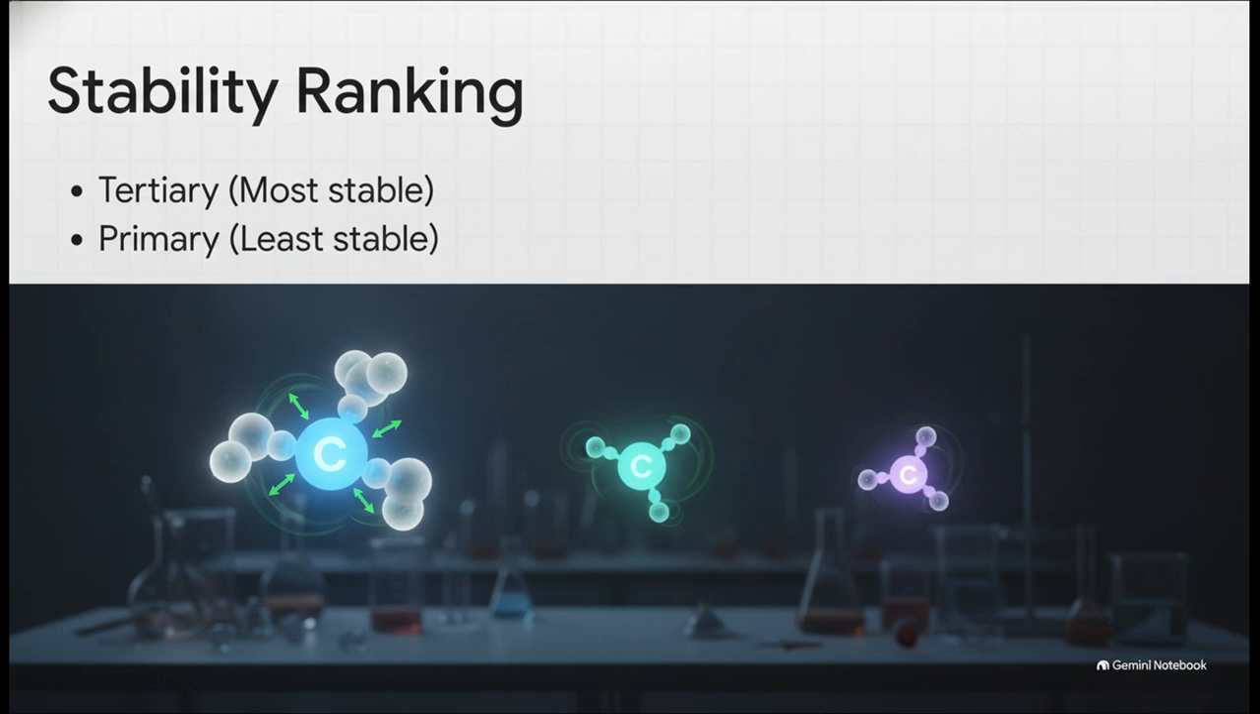A tertiary carbocation, where the positively charged carbon is attached to 3 other carbon groups, is incredibly stable. Why? Because the surrounding alkyl groups essentially push their electron density toward the positive charge. It's an electronic life raft, known as the positive inductive effect. Secondary carbocations only have 2 neighbors to help out, so they're moderately stable. And primary carbocations, with only 1 neighbor, are highly unstable and practically never undergo SN1 reactions.